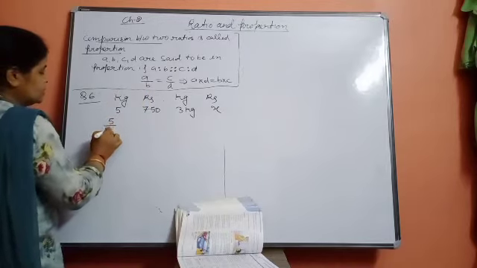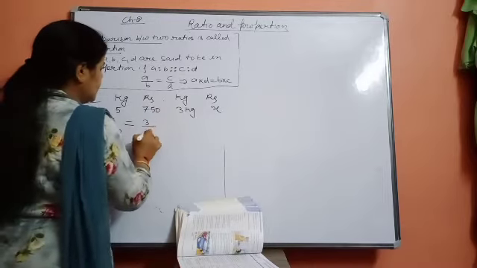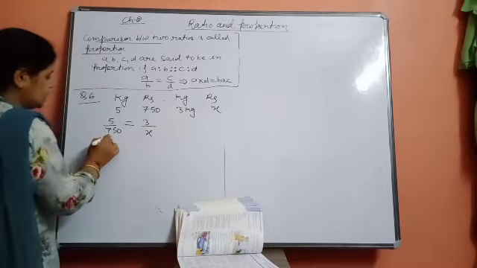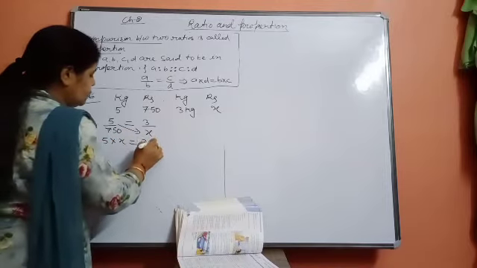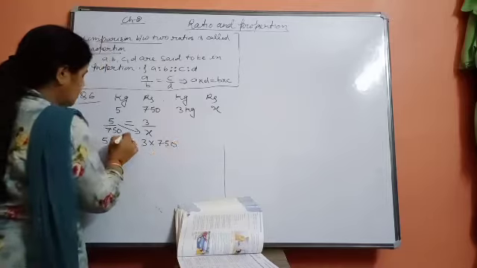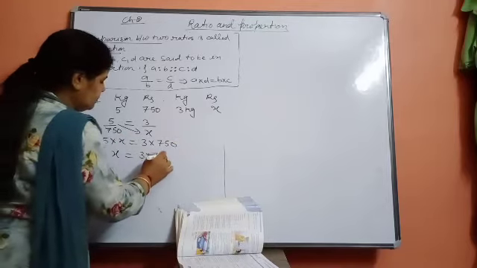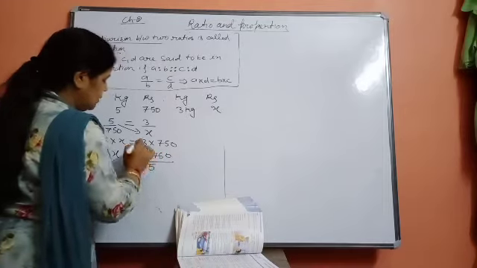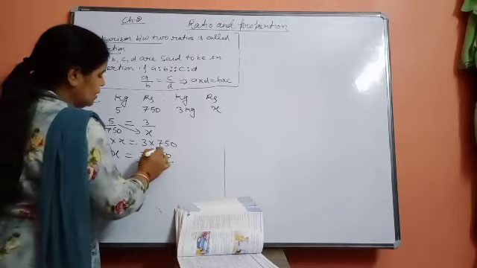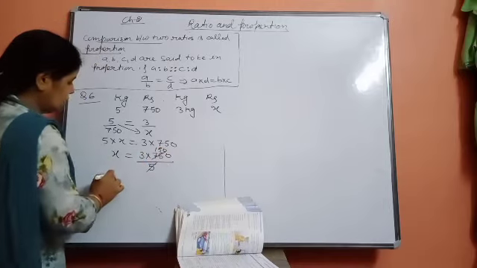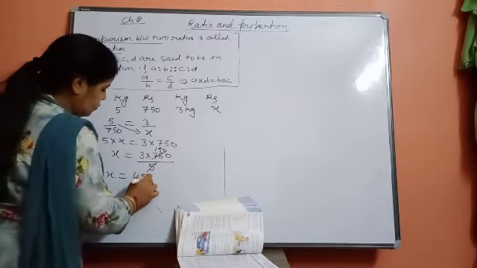5 upon 750 is equal to 3 upon x. Now do the cross multiplication. 5 into x is equal to 3 into 750. So you have to find x. So keep x here: 3 into 750 divided by 5. 5 ones are 5, 5 fives are 25, 0. So x is equal to 15, 3 fifteens are 45, 450 rupees.